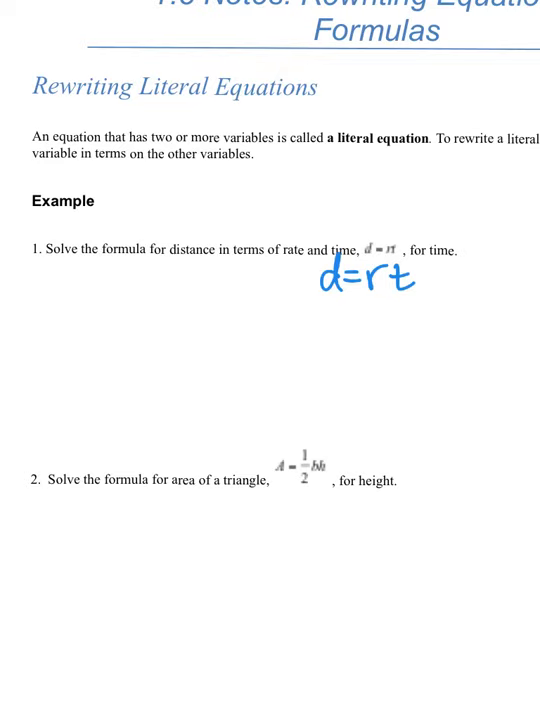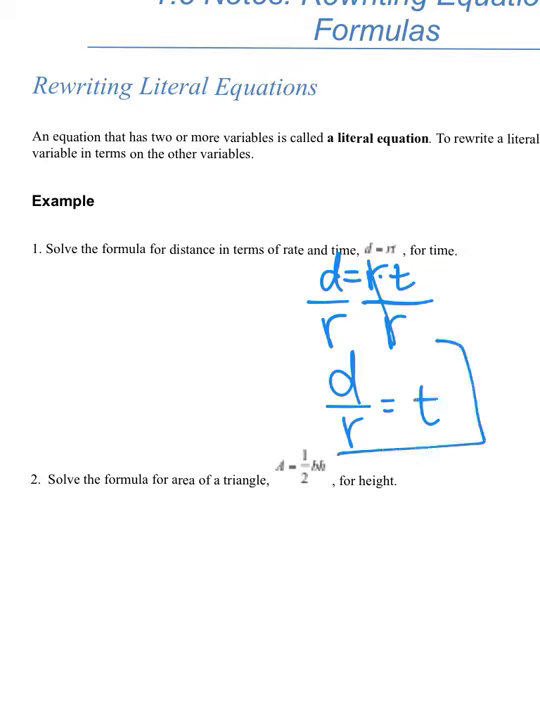And in this case, the only thing I have to do to isolate t is I need to undo the operation right now that's between the r and the t, which is multiplication. And to undo multiplication, I use the inverse operation, which is division. So I divide both sides by r, which will make those r's cancel each other out. T will be left alone on the right side, and on the left side, I have d over r equals t. So that's all. It's pretty simple actually for that one.